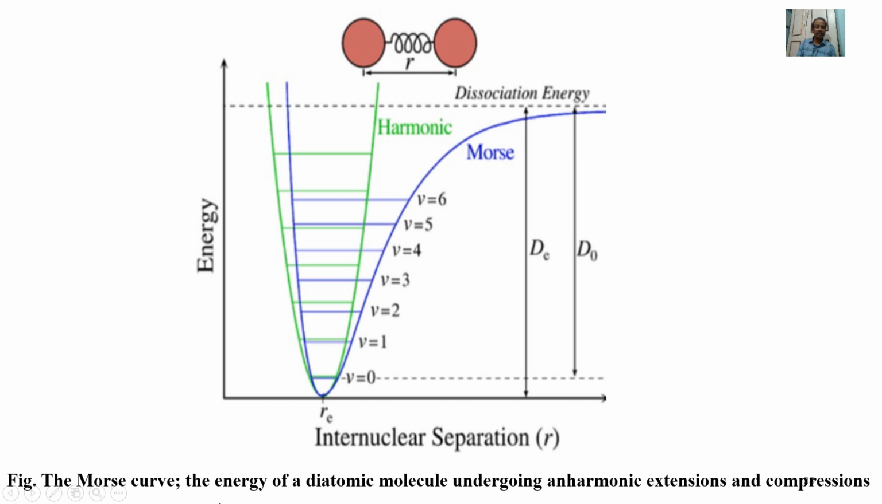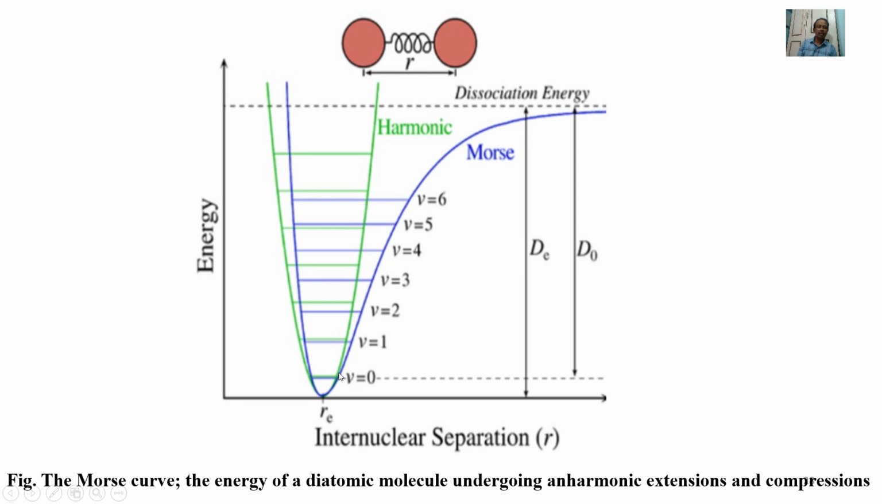The graph shows the energy of a diatomic molecule undergoing anharmonic extension and compression. The green color shows the harmonic potential. This is just an approximation, which you have learnt already, and the energy levels are equally spaced. Whereas in reality, the anharmonic oscillator exists, and it is shown in blue color. See, the graph is drawn in blue color, and this is the Morse function, the Morse curve.